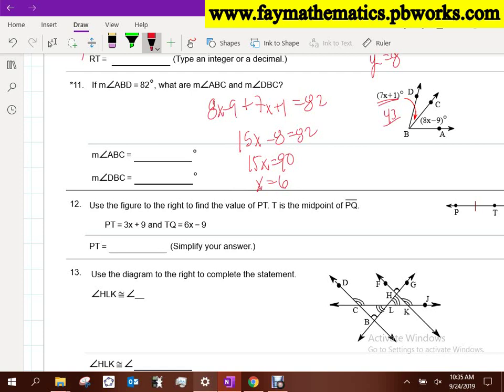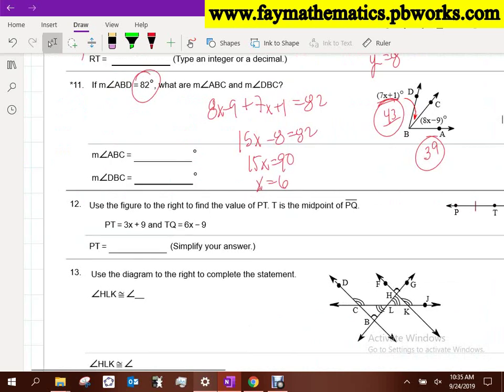Plug it in here, 8 times 6 minus 9. 8 times 6 is 48. Minus 9 should be 39. Take 43 and 39 and add them together, you get your 82. So ABC was the 39 degrees, DBC is the 43.